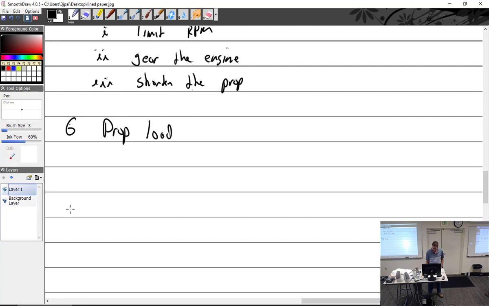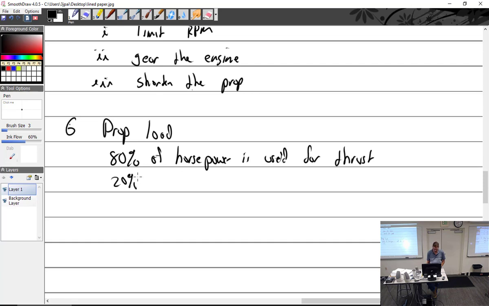I'm not going to even write this down because I don't think it's worth it. The faster the prop turns, the more power it absorbs or uses. That makes sense. Varies with the cube of RPM. We're not going to do that. I will just say that 80% of horsepower is used for thrust, which leaves 20% for friction and slippage.